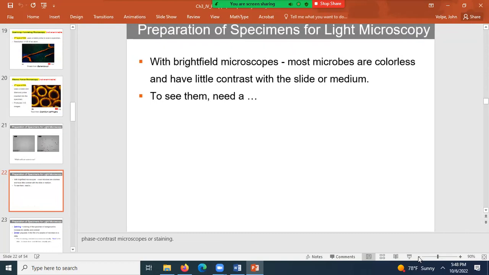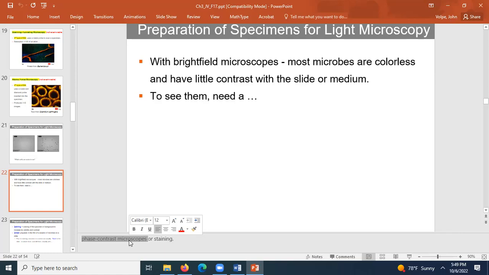So with bright field microscope, most microbes are colorless and have little contrast with the slide or the medium. To see cells, you therefore need a stain, or you could use a phase contrast microscope, which I have not talked about. You can read about it, but you're not going to be tested on the phase contrast microscope. The phase contrast microscope allows you to have contrast between the specimen and the slide.